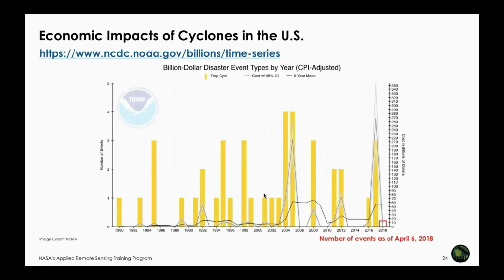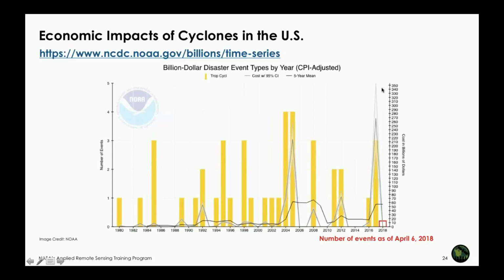So most of these storms cause not just deaths and damages, but they are also very costly, as is shown here for the US. This is again from NOAA, and what you can see is the number of events, and this is the cost in billions of dollars. 2017 was one of the strongest years. The gray lines here are the 5-year mean, the yellow are tropical cyclone numbers, and the lighter gray is the cost.